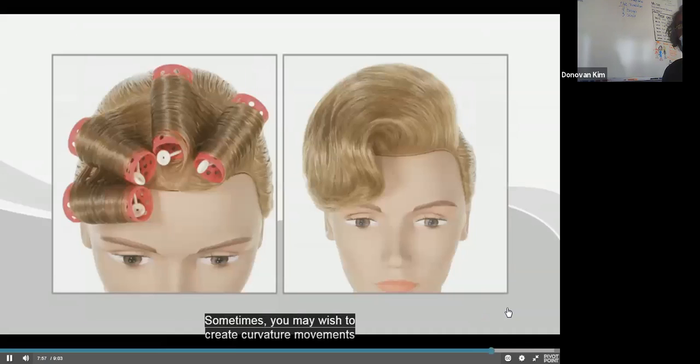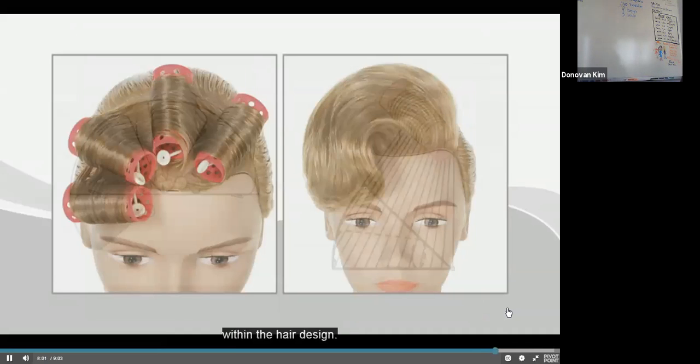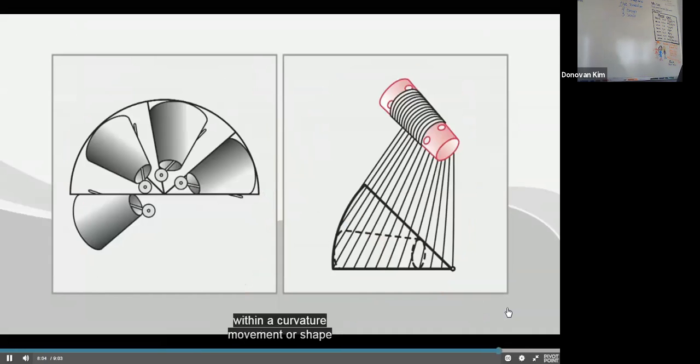Sometimes you may wish to create curvature movements within the hair design. The most efficient way to set rollers within a curvature movement or shape is to use cone-shaped or conical rollers. Within circular shapes, such as the half circle, the roller sits one diameter away from the point of origin, or the point from which the movement radiates. The base is, therefore, the length of the roller plus one diameter.